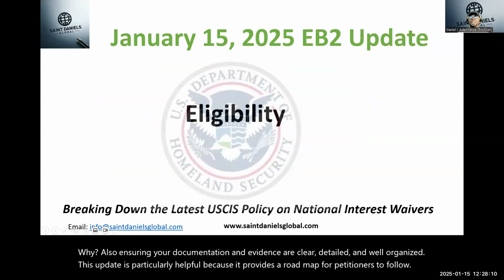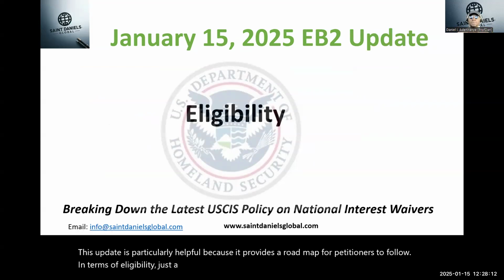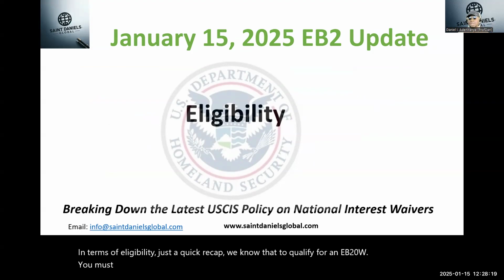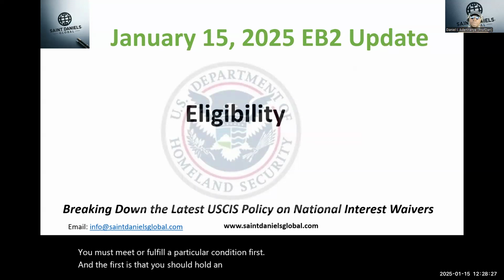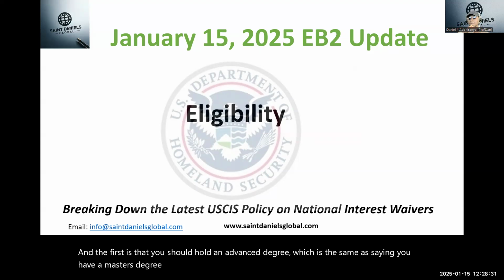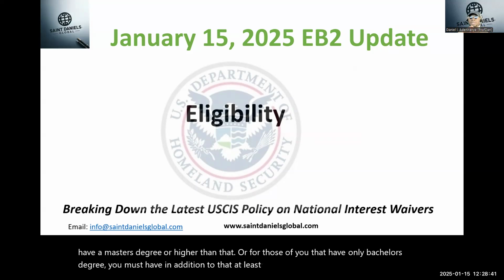This update is particularly helpful because it provides a roadmap for petitioners to follow. In terms of eligibility, just a quick recap, we know that to qualify for an EB2 NIW, you must first fulfill a particular condition. The first is that you should hold an advanced degree, which is the same as saying you have a master's degree or higher. Or for those of you that have only a bachelor's degree, you must have, in addition to that, at least 5 years of progressive work experience.